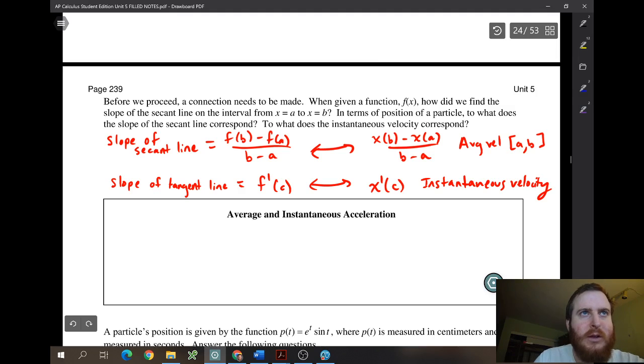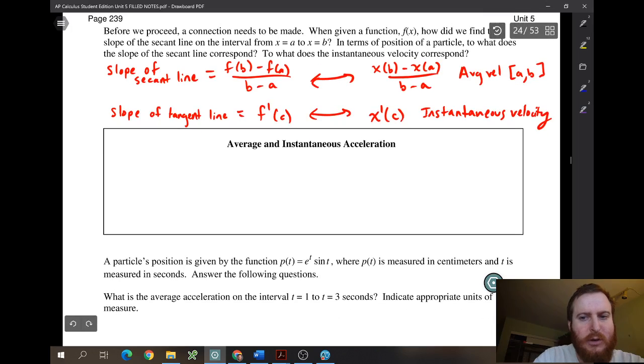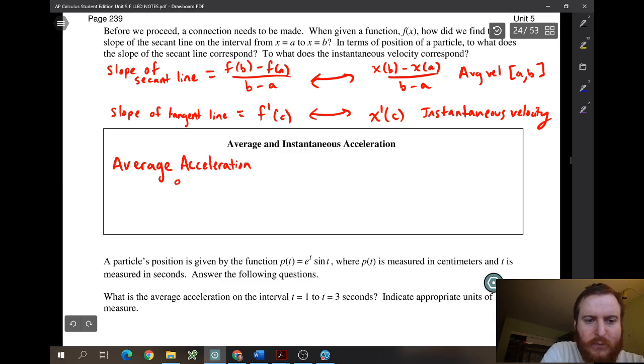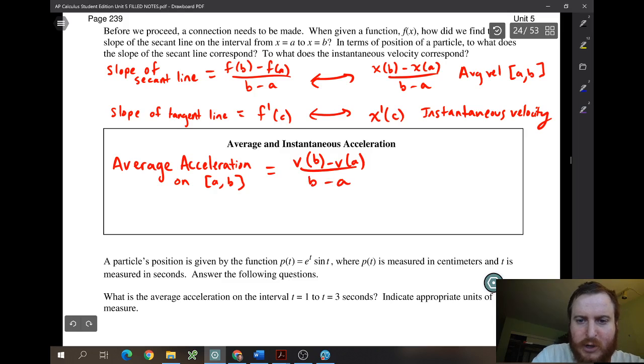Okay, so now we're going to move on to the average and instantaneous acceleration. Okay, average acceleration isn't too common, but it does get asked. So the average acceleration, again, you always need an interval. So our average acceleration, on the interval from a to b, will be equal to the velocity of b minus the velocity of a over b minus a. And this is because acceleration is defined as the rate of change of our velocity.